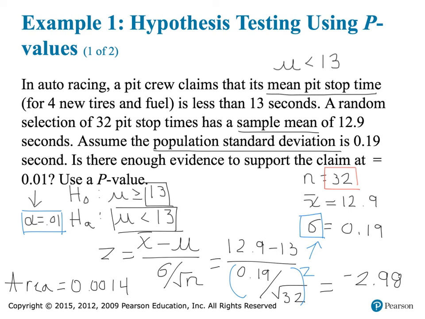Well, 0.0014 is clearly less than our alpha level. 0.0014 is less than the alpha level of 0.01, and therefore we have evidence to reject the null hypothesis. It must be less than or equal to reject. If it is not less than or equal to, then we fail to reject.